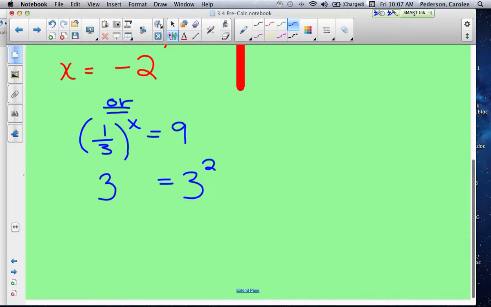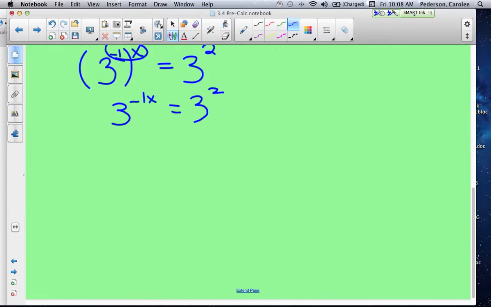3 to the -1. Do you agree with me that 1/3 is the same as 3 to the -1 power? Remember those fractions can flip back up. Now this is a power to a power rule that says 3 to the -1 raised to the x. We multiply those together. Now we can use the 1-to-1 property. I have an exponential of base 3 on both sides. So then their powers must equal each other. So -1x equals 2, and then divide by -1, and we get -2. There's another way to do it.